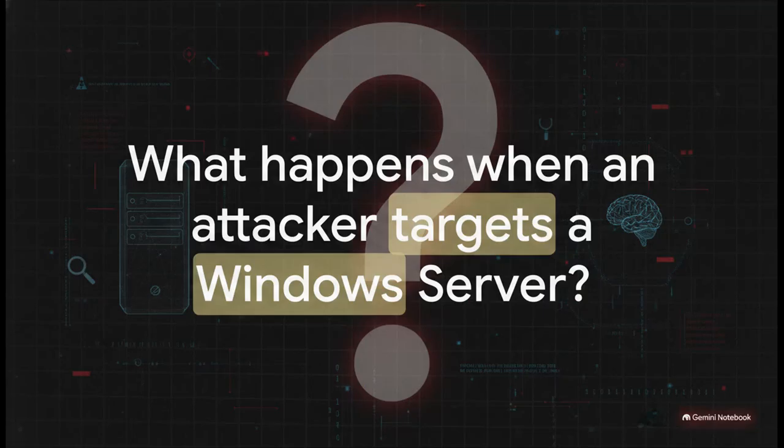So, what really happens when an attacker targets a Windows server? Pop culture would have you believe it's a hacker furiously typing away, cracking firewalls in seconds with like a single magic command. But the reality? It's far more patient. Actually, they don't start by hacking the server at all. They start by learning. They methodically learn absolutely everything they can about the target before they ever even think about writing a single line of malicious code.